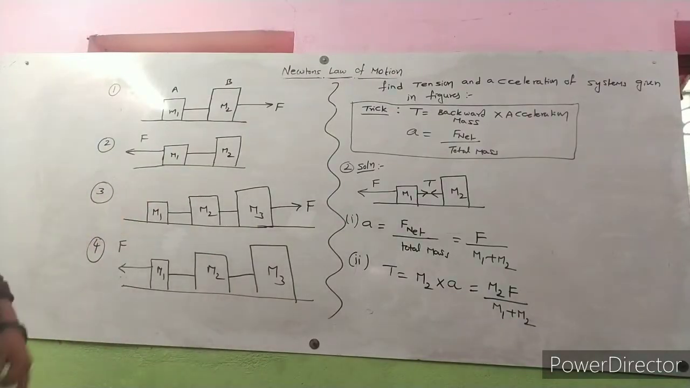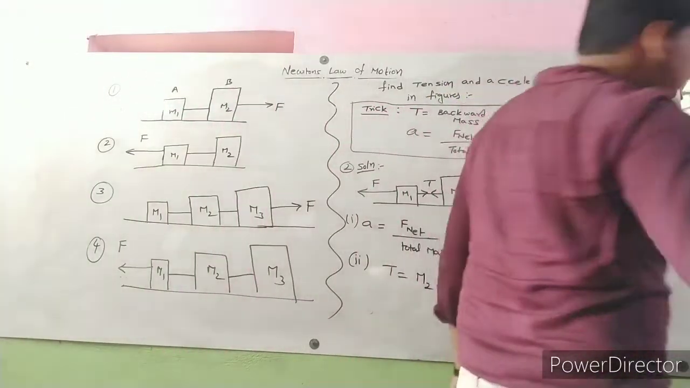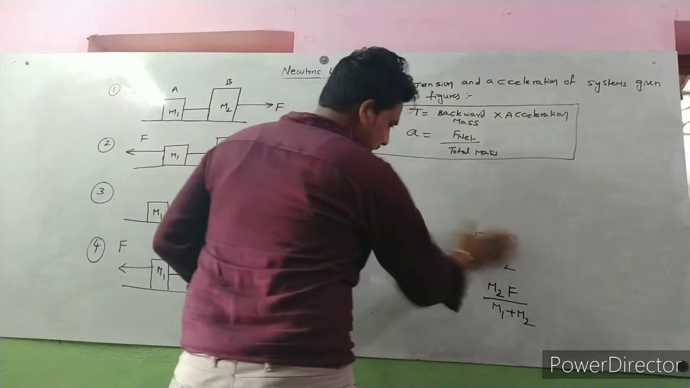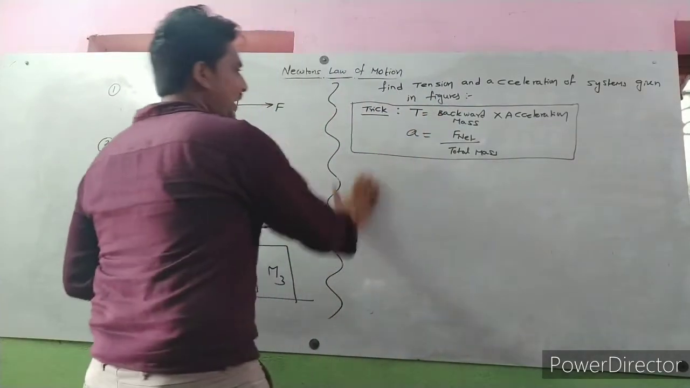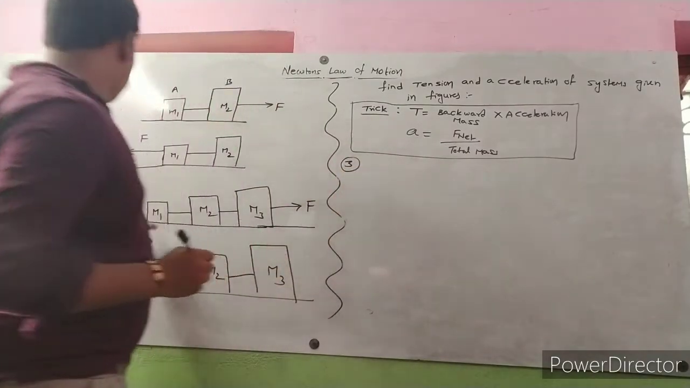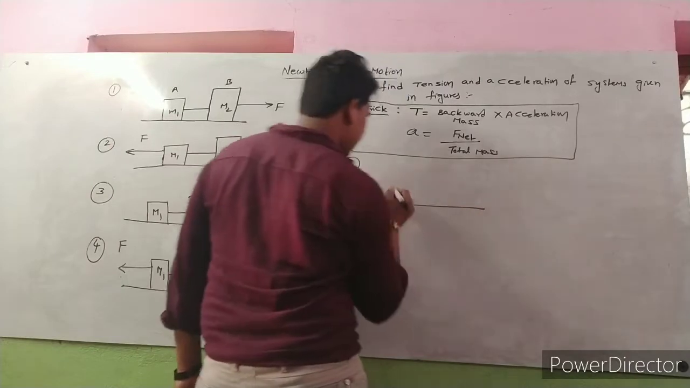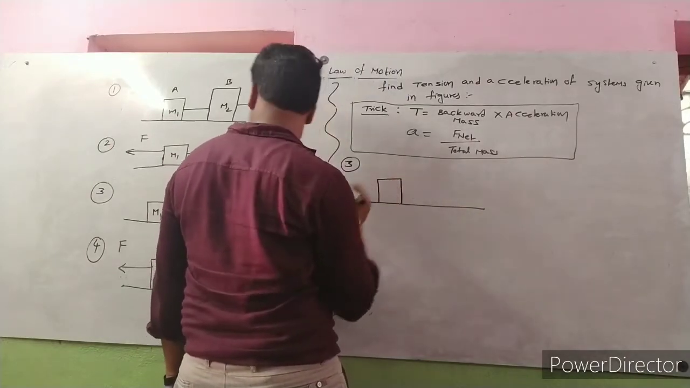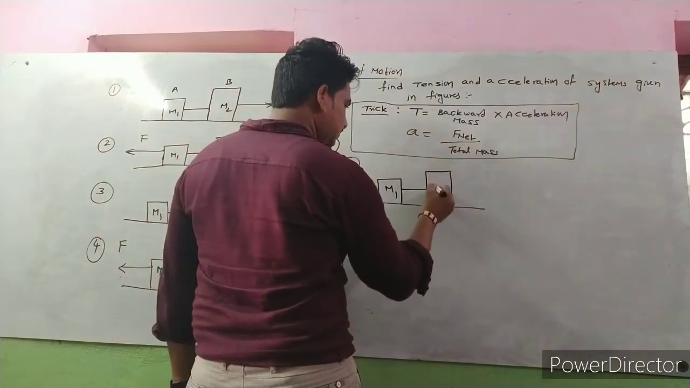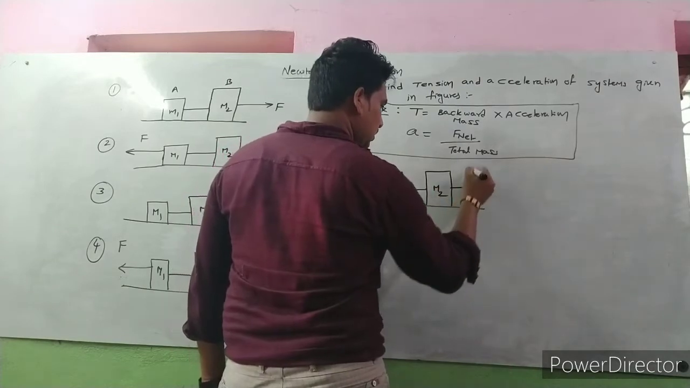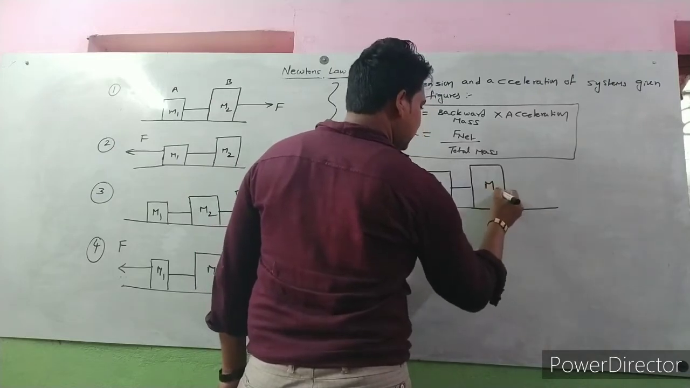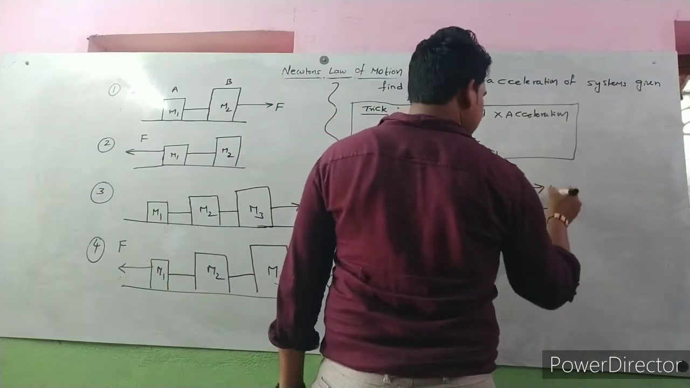Next, the solution for the third question. Simple. If you know the tricks, it is easy to find any type of question. How to find the third question? Observe carefully. Draw the diagram. This is m1. This is m2. This is m3. Force is applied in this direction.